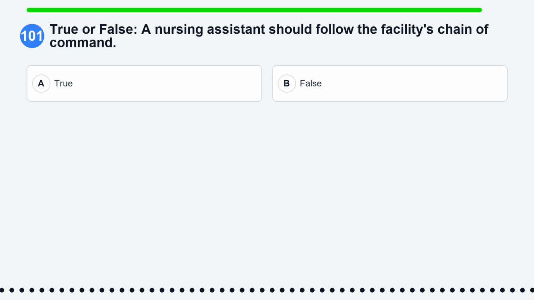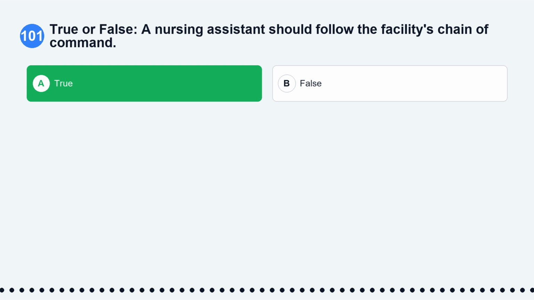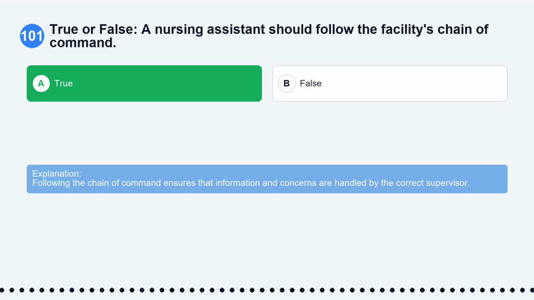Question 101. True or false, a nursing assistant should follow the facility's chain of command? Option A, true. Option B, false. The correct answer is option A, true. Following the chain of command ensures that information and concerns are handled by the correct supervisor.